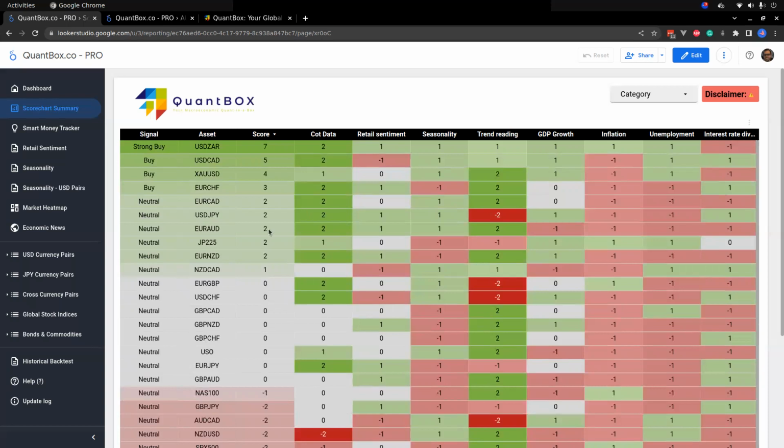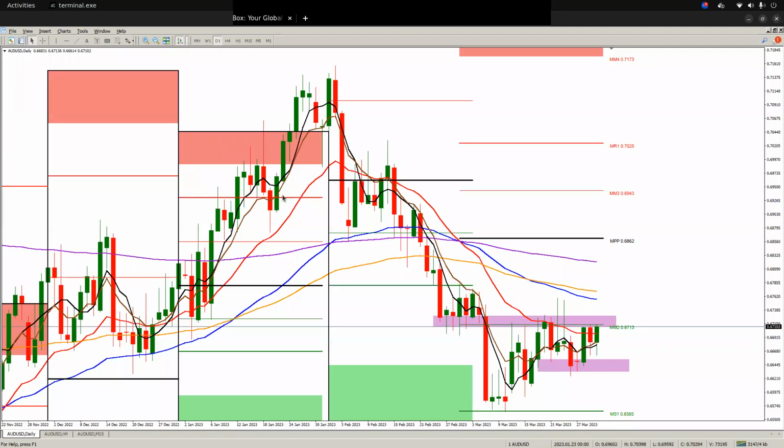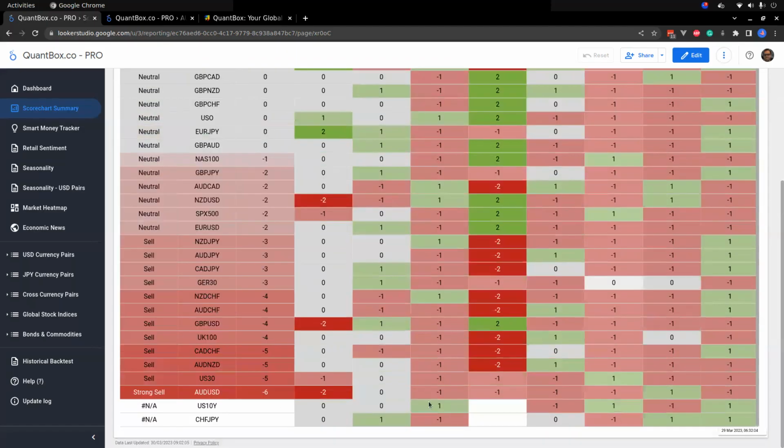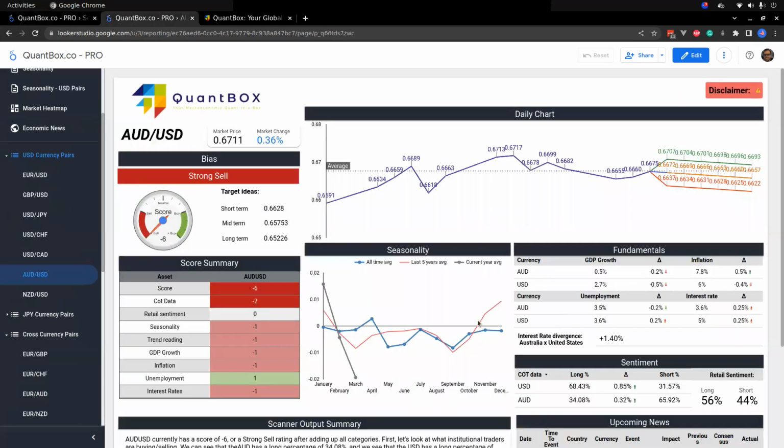So what I'm looking for at the moment in these currency pairs is change. Whether it's Aussie USD, which currently has a very bearish bias. You can see here, there's very little green. We've got a bit of green over here in unemployment. Otherwise it's red across the board.